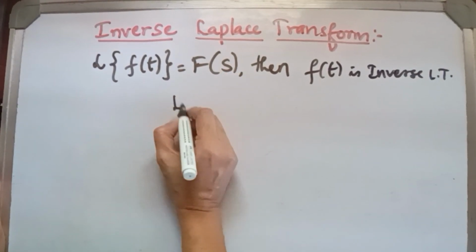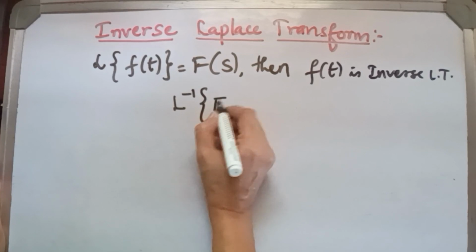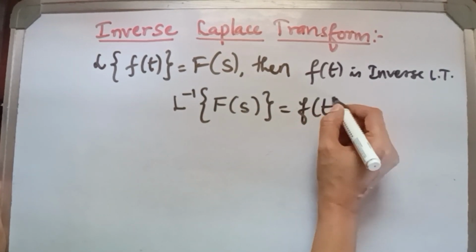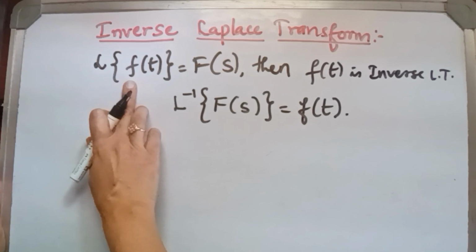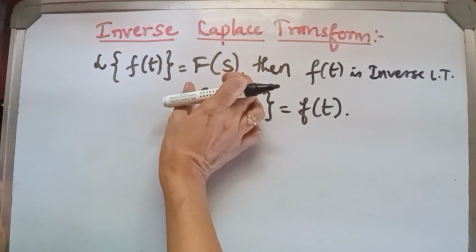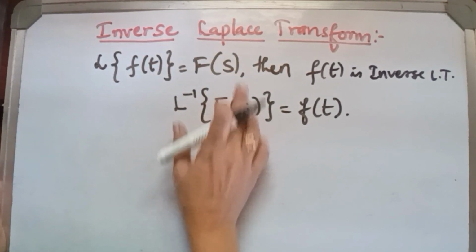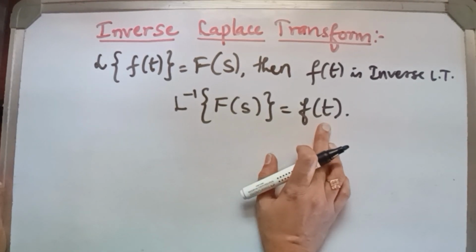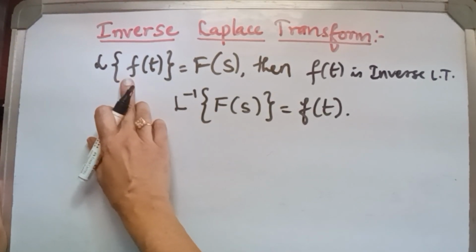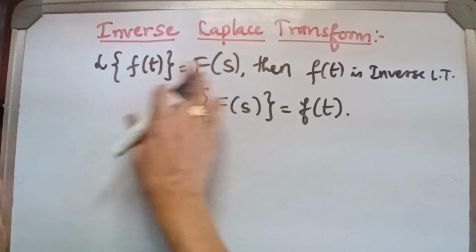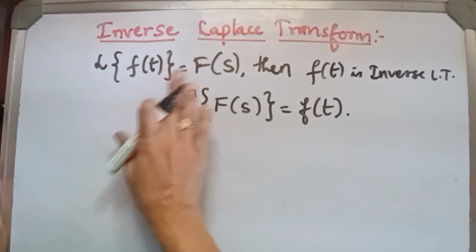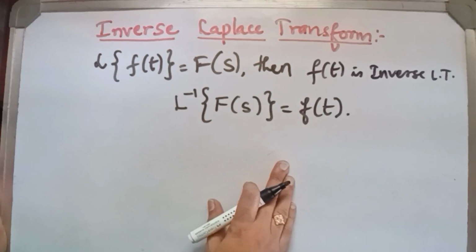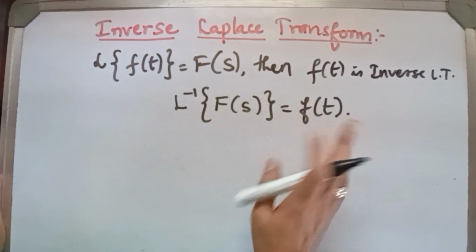So it is denoted as inverse transform of F of s equal to f of t. This is the given function whose Laplace transform is F of s. Then inverse transform of this function F of s is f of t. Means we have converted a function in t domain to s domain, time domain to frequency domain. Now we are converting back from frequency domain to time domain.